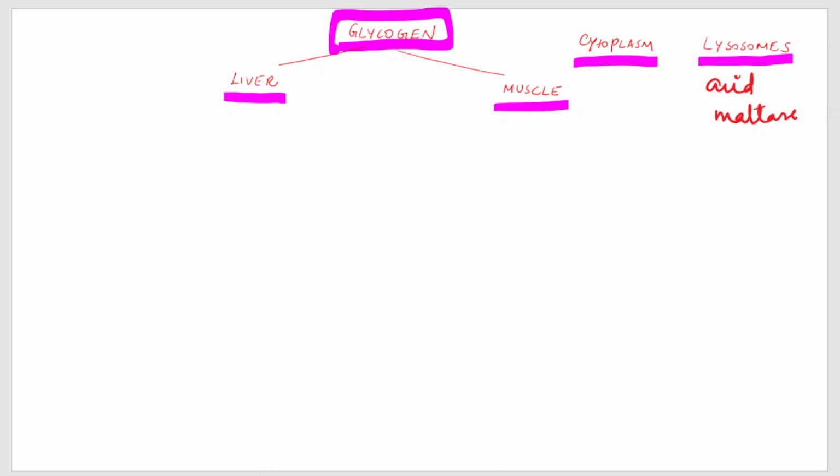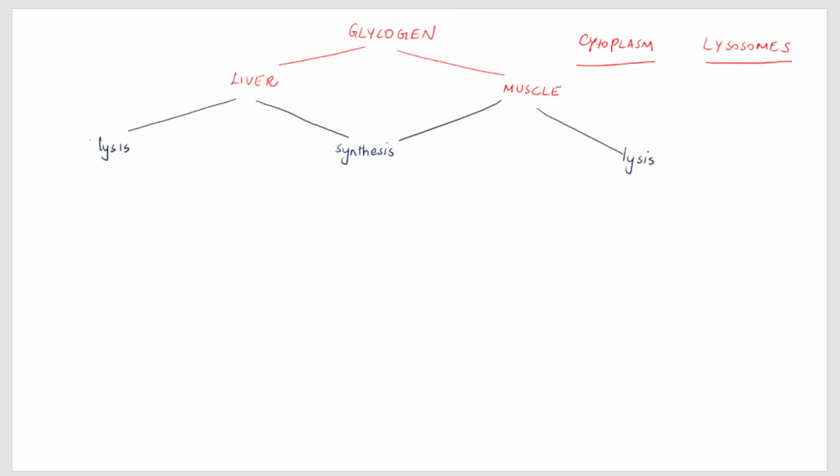Now the liver and muscle are the two main organs in which glycogen metabolism is taking place. In the liver, both glycogen synthesis and glycogen breakdown can occur, as well as in muscle, glycogenolysis and glycogen synthesis. Both of these pathways occur in the liver and the muscle. Now let's see the various enzymes which are involved in it.